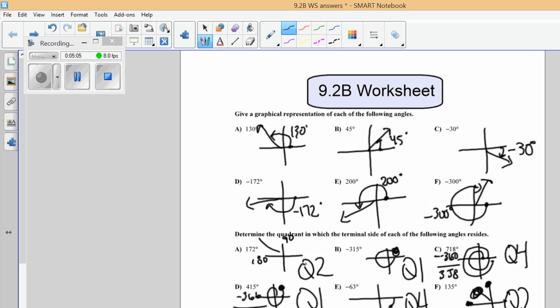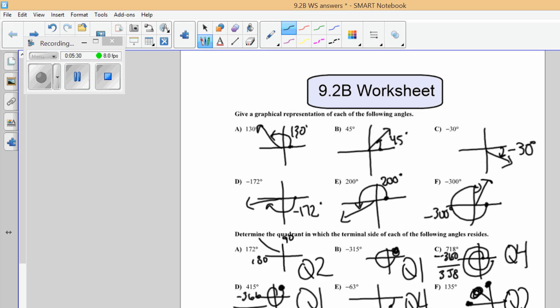Now 1020 is the same idea. We're going to go around once for sure. That's 360. Do my math. That's 660, which means we for sure can go around again. Take away 360 and we get 300. And 300 is bigger than 270, so we're over here somewhere, I don't know where, in quadrant 4.